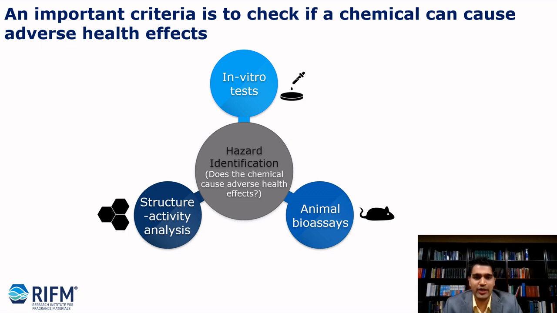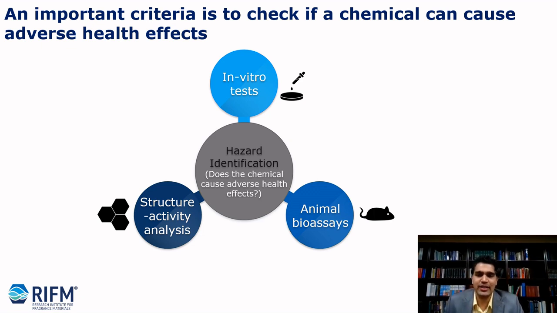For example, there are in vitro tests available for skin sensitization. For genotoxicity, we can identify hazard based on, let's say, Ames test, in vitro micronucleus test, just to give a few examples. And lastly, structure activity analysis can be another way we identify hazard, where we can use read-across analysis. Read-across analysis is quite a known concept, and it will be covered in the next part of this presentation.